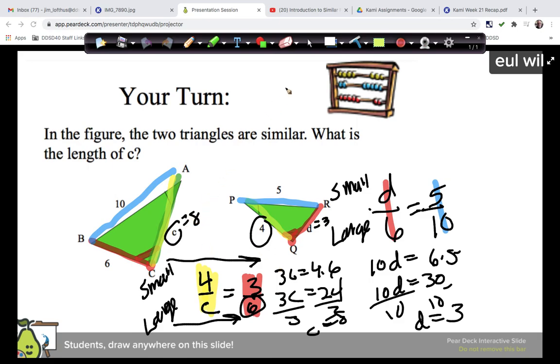So the ratio from small to large is 1 to 2. Each of these gets doubled. 4 doubled is 8, 5 doubled is 10, 3 doubled is 6. So I encourage you to use color. And then we went to IXL J13, so if you want to work on that, that is a recap of Wednesday, March 3rd.